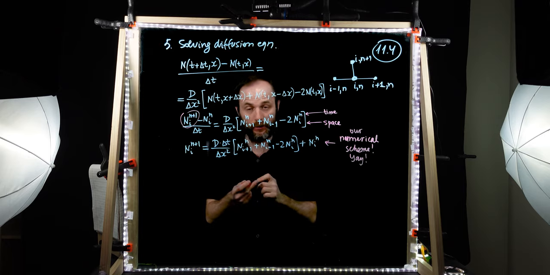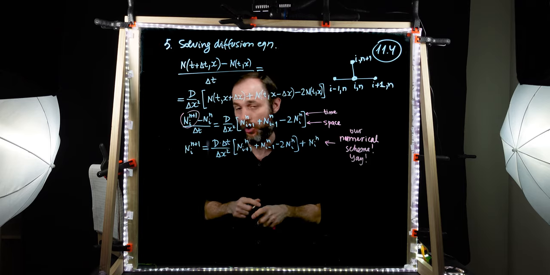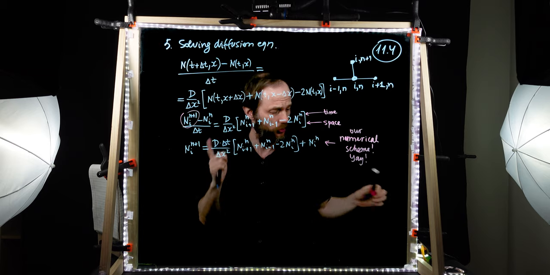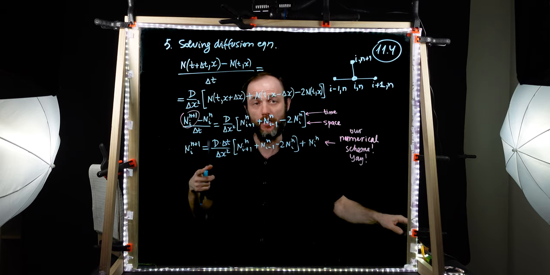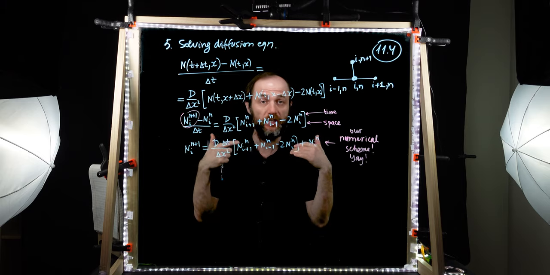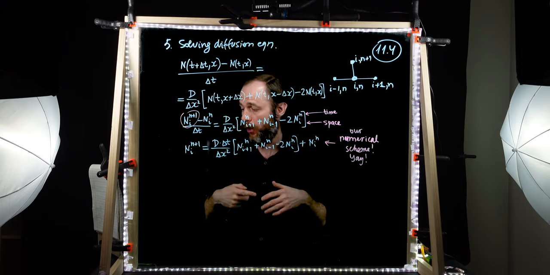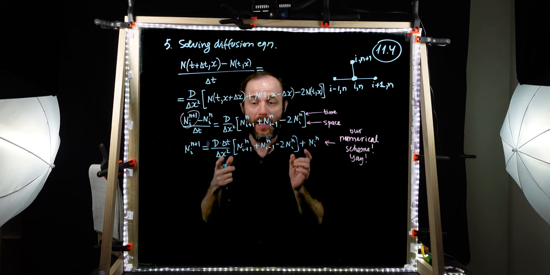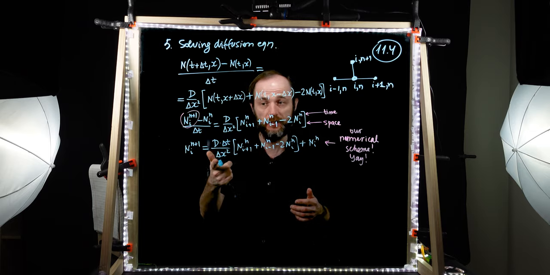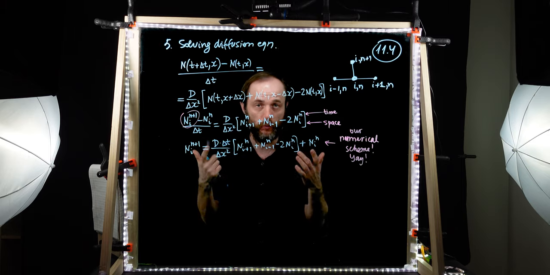We're done and can declare victory. You can code this up on your computer and run it. But not so fast, not quite yet, because we need to decide, as before for the wave equation, what are the initial conditions, what are the boundary conditions, and what sort of values can we choose for delta x and delta t, which ones would be reasonable.